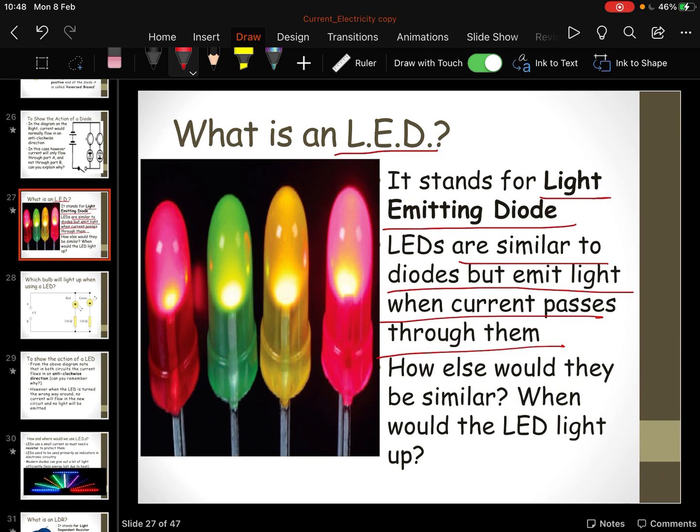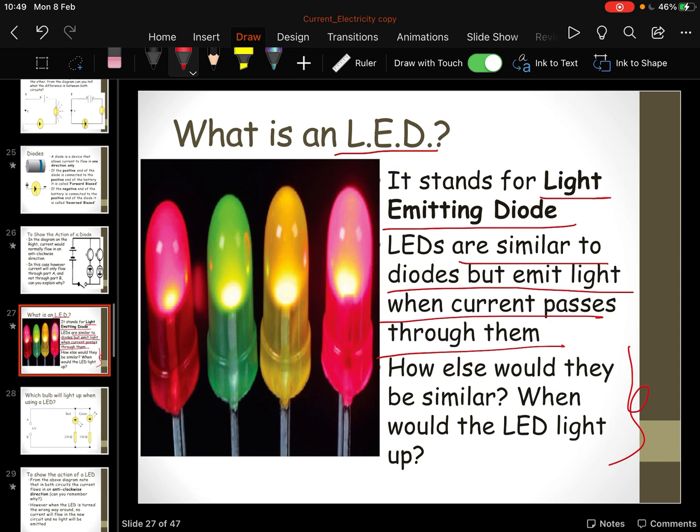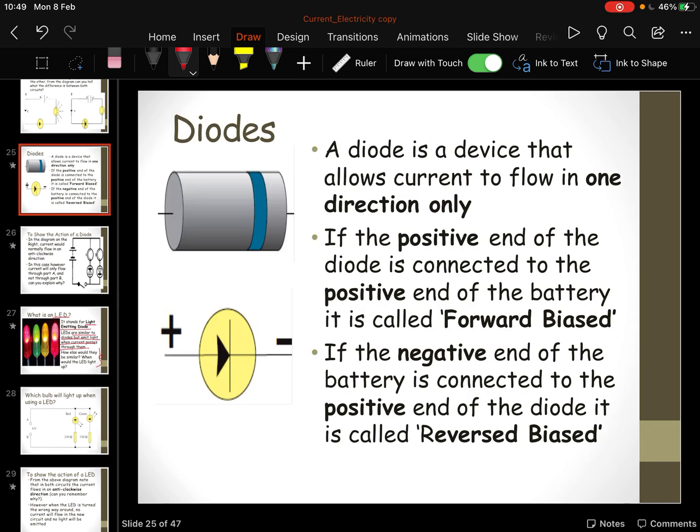So the question here, you don't need to take down the question, but think about it for a second. Can you figure it out? Do you know the answer to this? How else are LEDs similar to diodes? And when would an LED light up? So think back to diodes.